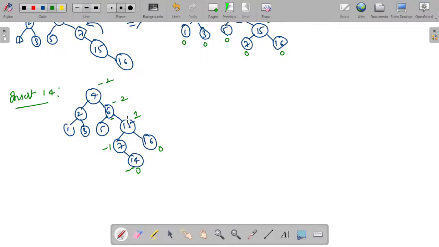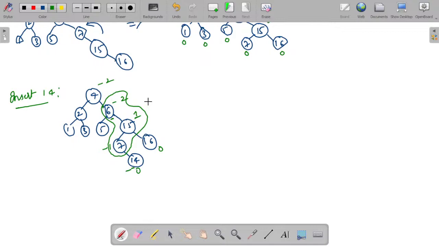We should be performing rotation between the affected node. So the affected node is 6, and we can perform the rotation between 6, 15 and 16. But we should not do it. We should always go in the direction of the newly inserted node, which is 14. So the tree that we should consider for the rotation operation is this particular tree, which is 6, 15 and 7.